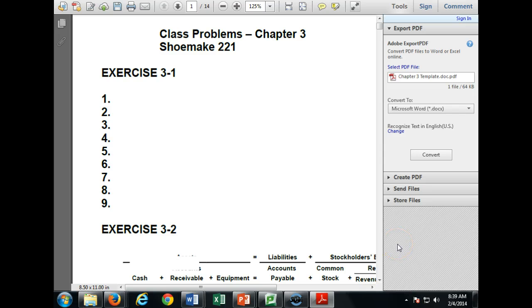Okay. Let's do exercise 3-1. Who can read the first one? Isn't it helpful to do some exercises to understand what we're doing?